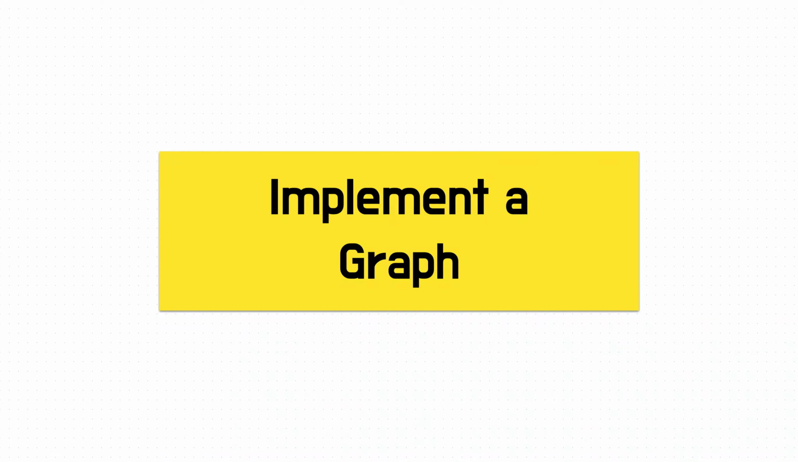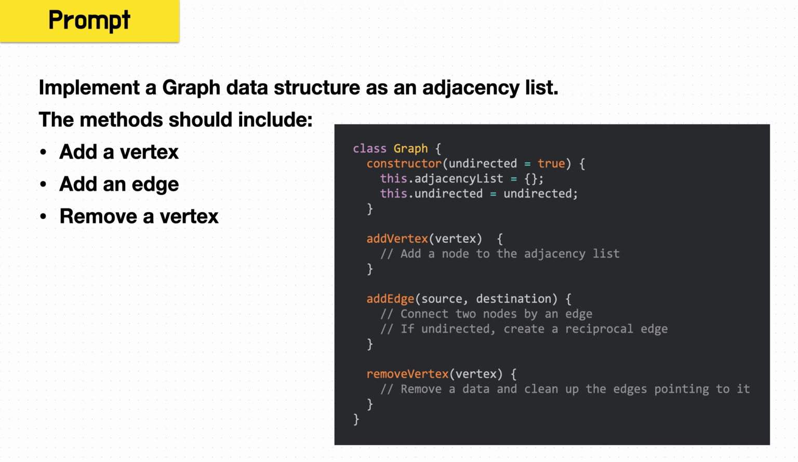Trey here, and in this lesson, we're going to implement a graph data structure. There are a few ways to implement a graph, but one of the most common is an adjacency list, so that's what we're going to use here.